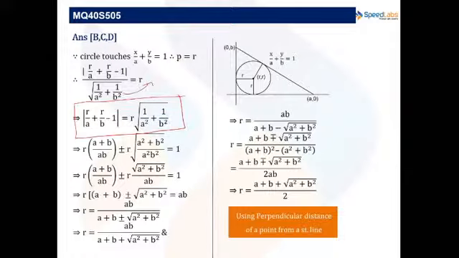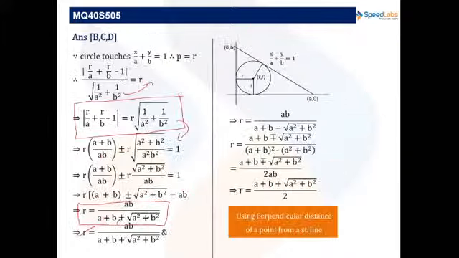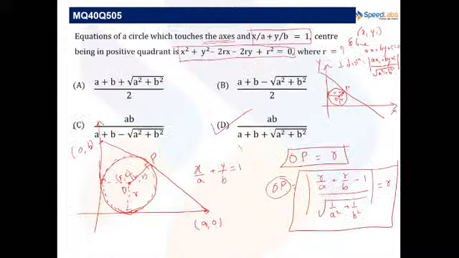Taking this term this side, and on squaring both the sides and solving, you will get the value of r, which will be equal to ab upon a plus b plus minus under the root a square plus b square. So taking the positive sign first, r will be equal to ab upon a plus b plus under root a square plus b square. Let's see if we have any option like this, ab upon a plus b. So we have this option D here. If we take the negative sign, then the other will be this option C here.